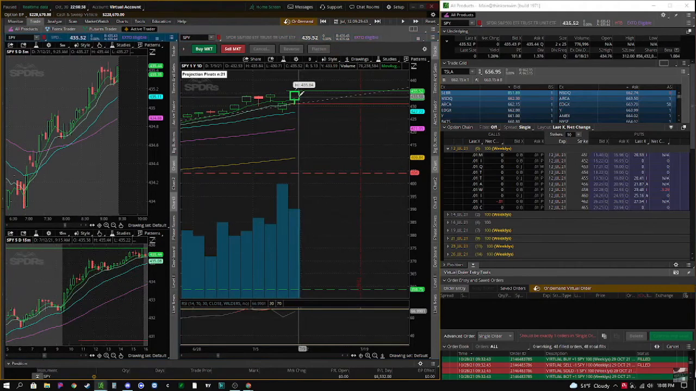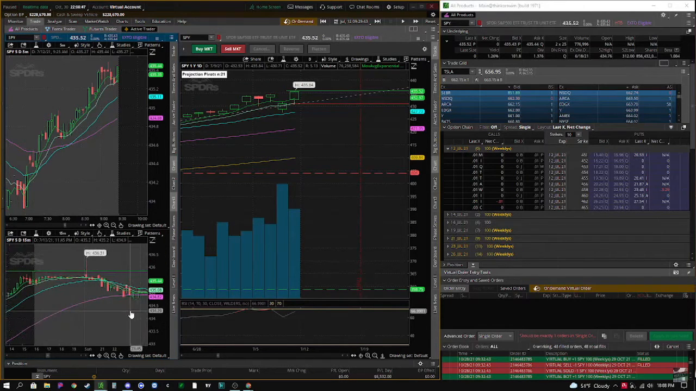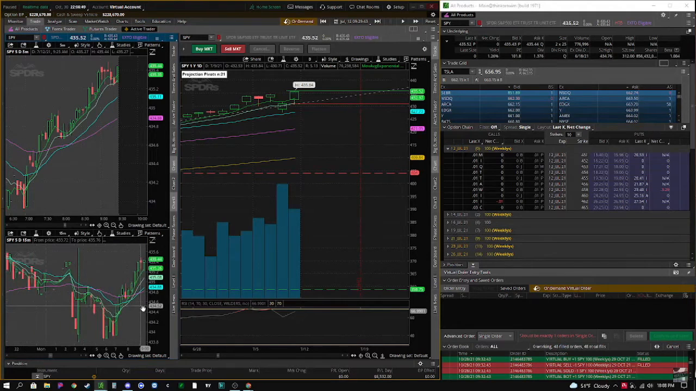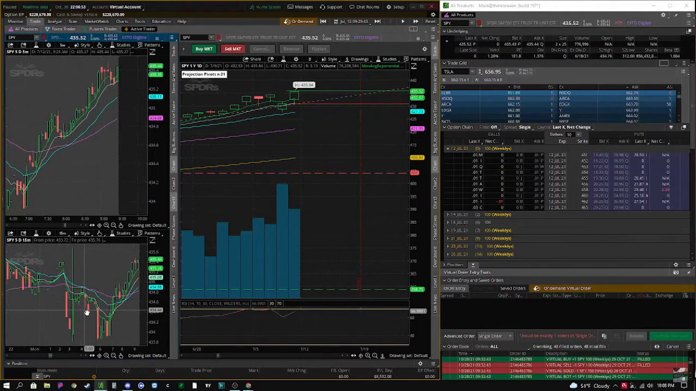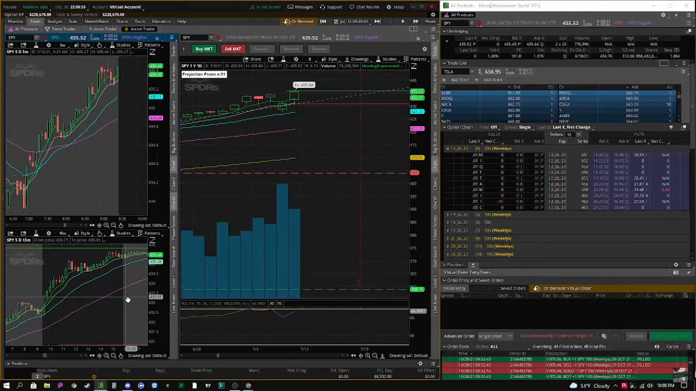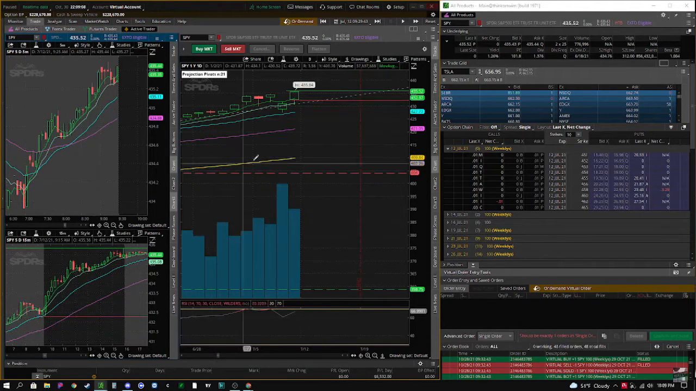Previous day was 430.71, which I don't see here. I see the low here. So we're going to mark that as our low. Activate, we're going to move it all the way up to here. So now we have our previous day levels.